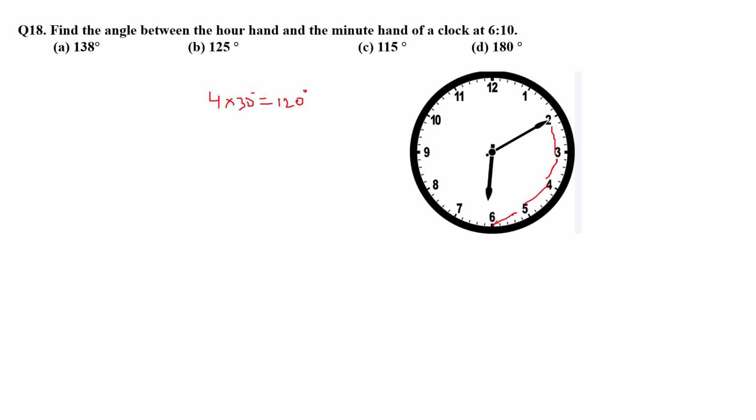If you remember in my previous video, I have told that if the hour hand is ahead of the minute hand, then you have to add half of the minute. Half of the minute means here the minute is 10, so half of 10 is 5. So in 120 degrees, you have to add 5. So 125 degrees is the angle. So the correct option is option B. Okay, now moving to the next question.